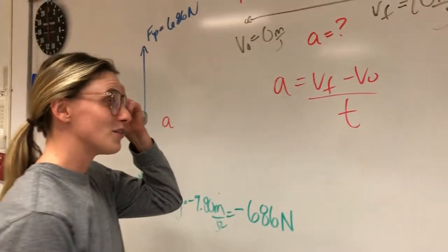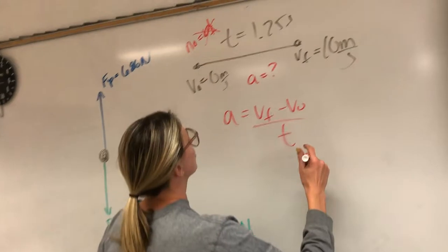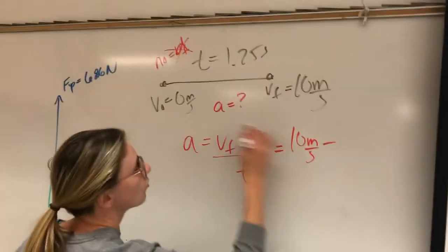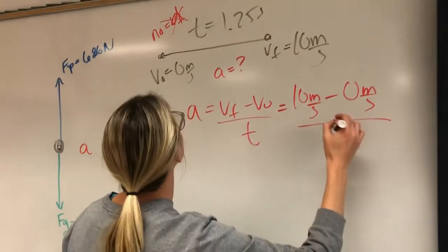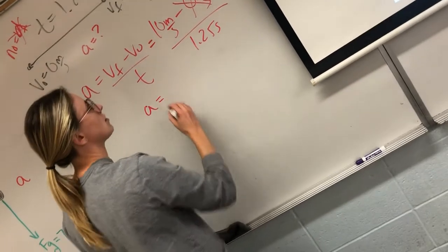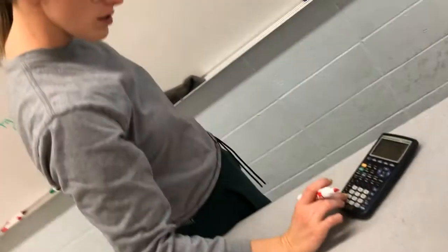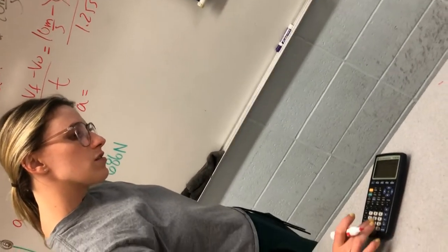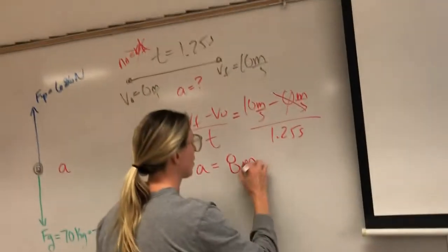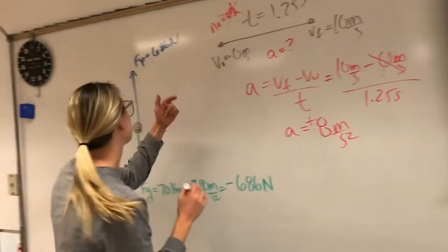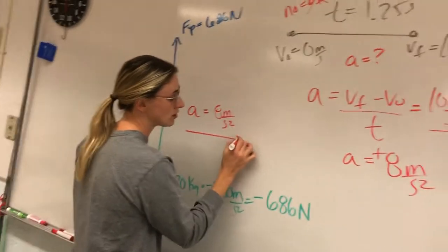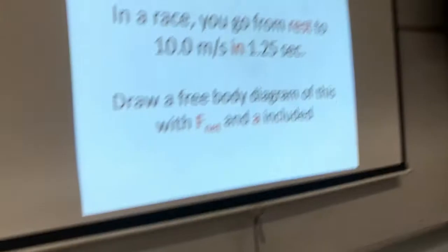You guys know what to do, right? V final is 10 meters per second minus 0, that makes it easy, divided by my time, which is 1.25 seconds. My acceleration is 10 divided by 1.25, and I get 8 meters per second squared. This is a positive 8, which means it's going in the positive direction. So my acceleration is 8 meters per second squared, and it's going this way.